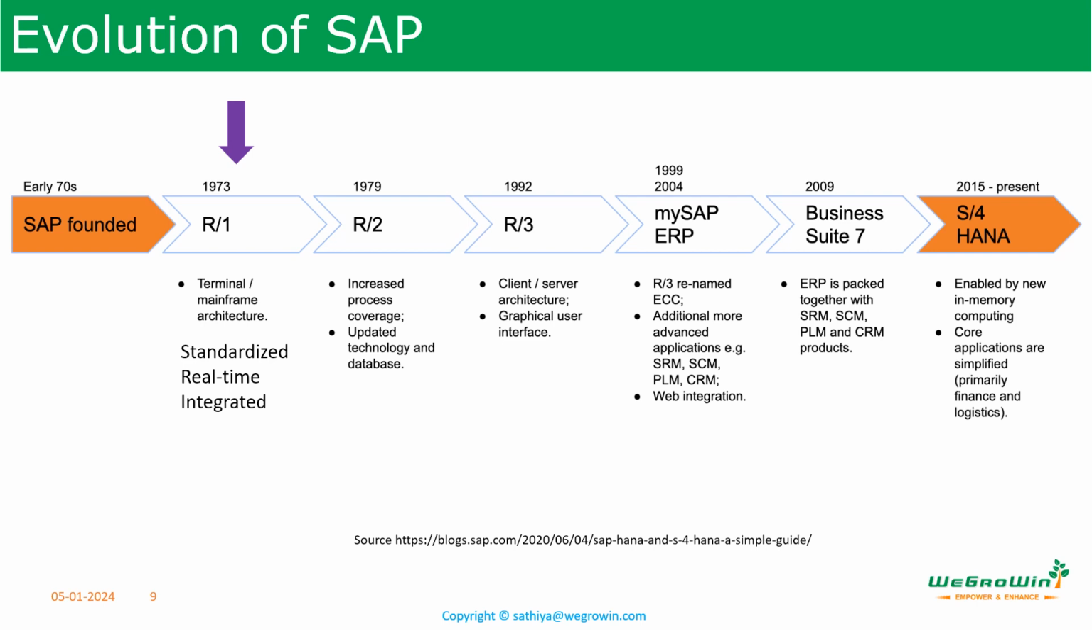SAP's product strategy was based on three main concepts. First is to provide a standardized off-the-shelf solution. Second is real-time, that is, the information entered into the application is available across the entire application in real time. Third is integrated, that is, the same data is shared across multiple functional parts of the system, reducing the need for redundant data entry. Prior to ERP, these activities may have been done separately.